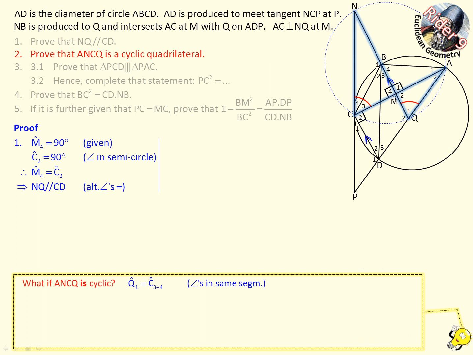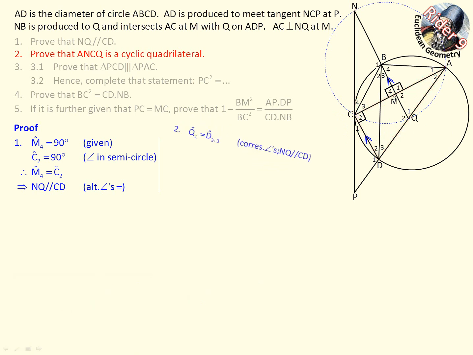So let's do that. The reason why I'm doing that is it brings in the parallel lines, in fact, right? Because that's on the parallel lines, and therefore Q1 is equal to something else. What is Q1 equal to? Q1 is equal to D2 and 3, corresponding angles with the lines parallel. Now we say, is D2 and 3 equal to C3 and 4? And if you know your theorems, you'll see pretty easily tangent, chord, angle subtended by the chord in the alternate segment. Yes, tan chord. So we can do our proof.